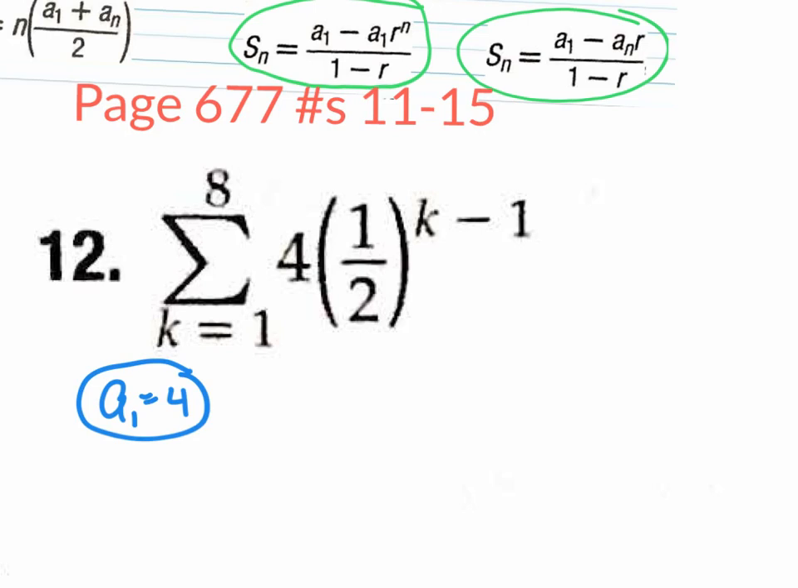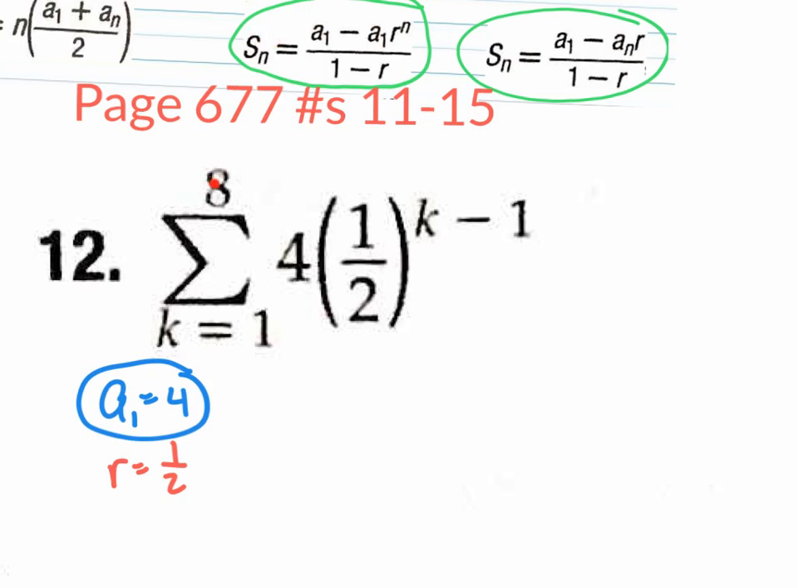If I want, I could use the first formula as is right now, because I know my a sub 1 is 4. My common ratio will be the base of whatever power situation we have right here, which in this case the r would be 1/2. So the r is the fraction 1/2. So I could use this one. It's ready to go.